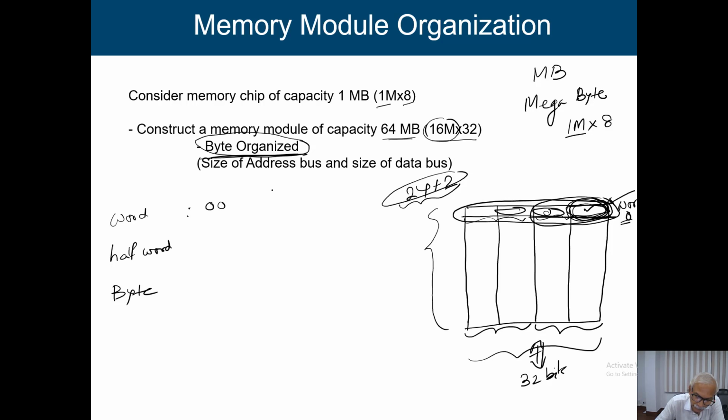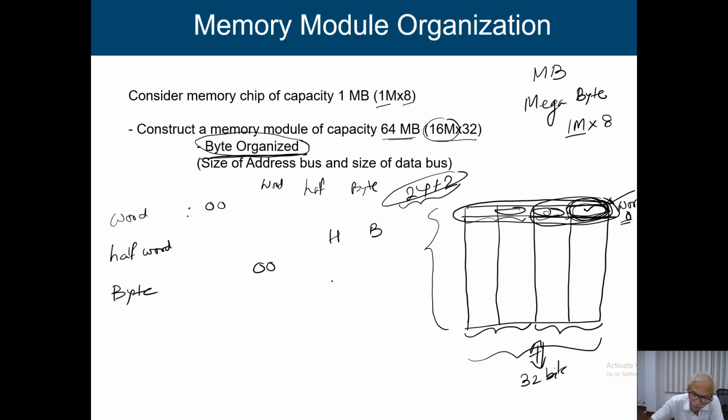We should have some provision to identify whether we are going to work with the full word, half word, or byte. To identify these things, we have to take help of 2 additional signals. H is going to indicate half word and B is going to indicate byte. So when the given address has last 2 bits 00, I can access the entire word, a half word, or a byte.